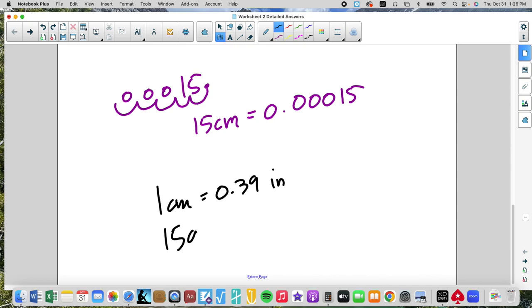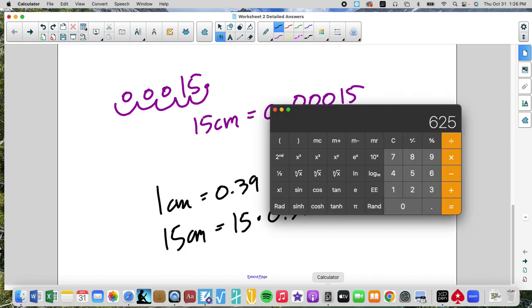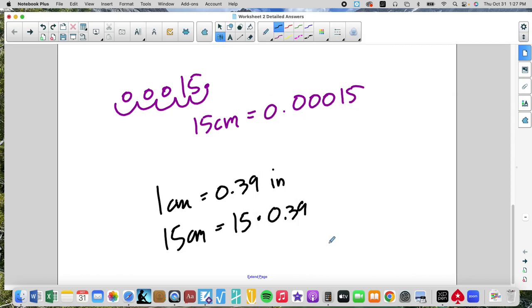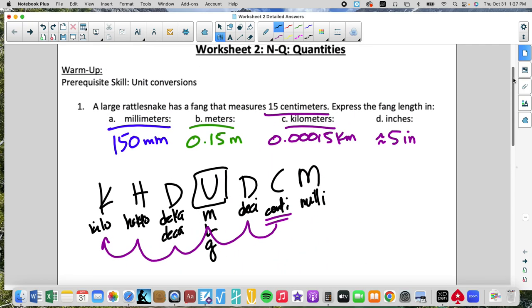So if we have 15 centimeters, we're going to multiply that by 0.39. That tells me 15 times 0.39, which gives me 5.85 inches. And that gets the approximation.